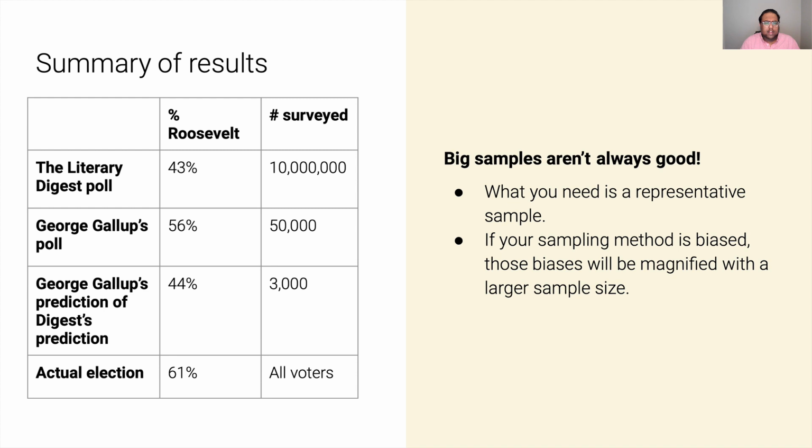So the moral of the story here is that a larger sample size doesn't necessarily mean your sample will be better, right? And we can see here the Literary Digest poll surveyed 10 million people and were by far the furthest away from what the actual proportion for votes for Roosevelt would be, right? They predicted that 43% of people would vote for Roosevelt. In actuality, 61% of people voted for Roosevelt. So a big sample isn't always a good sample.